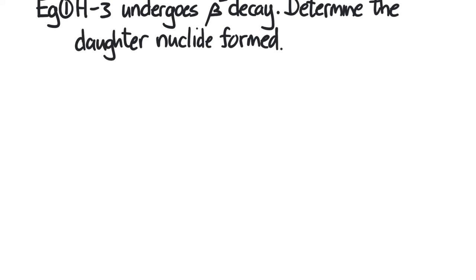So here's an example that I would like you to try. I would like you to pause here after this slide and give it a try, and then you can continue with the video to see the solution. So an isotope of hydrogen-3, which in actual fact is known as tritium, undergoes beta minus decay. Determine the daughter nuclide formed.